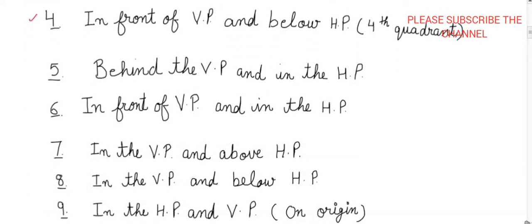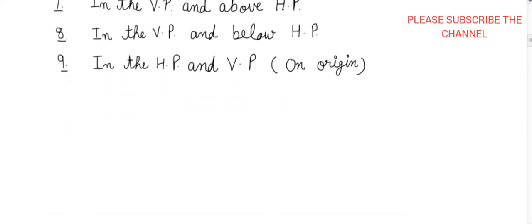So case number 5 is behind the VP and in the HP. Sixth case is the point is lying in front of VP and in the HP. Seventh case is the point is lying in the VP and above the HP. And the eighth one is similarly the point is lying in the VP but below the HP. Ninth one is in the HP and VP, only one case, which is the point lying on the origin. So one by one, we will study the basic standard procedure of drawing projection of points and the concepts also.